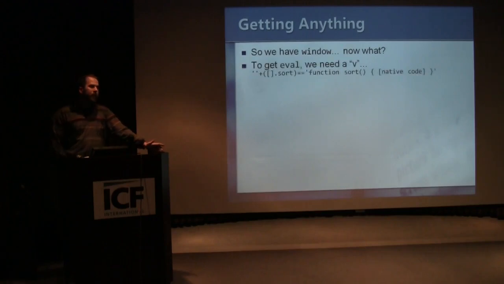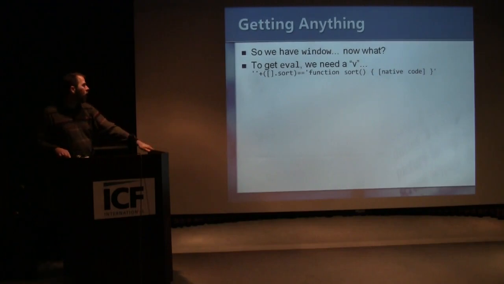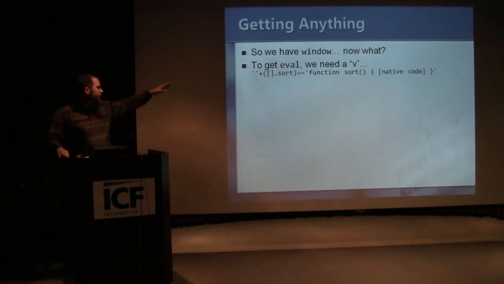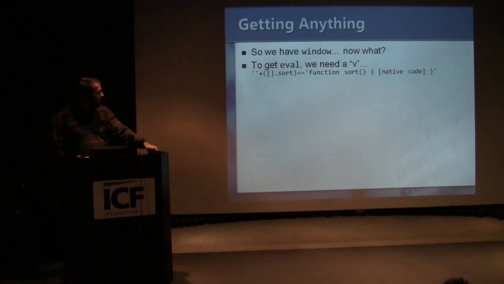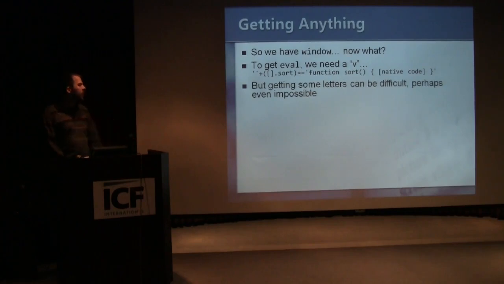So now that we have window, what next? Well, if we wanted to use eval, we would need to get a v in order to build a string to call that function. One way we could do that is if you just convert one of the built-in functions to a string, it usually shows up as function, function name, native code. Basically every browser does this. So that's where we can pull our v off. Sometimes it might be in a different place depending on the browser, but it works. But getting some of the letters can be really difficult.